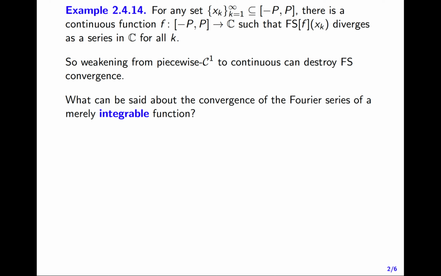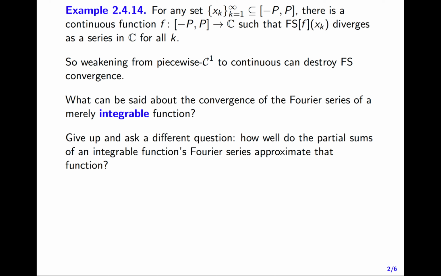And so we're led to ask, what can be said about the convergence of the Fourier series of a function that's just integrable? After all, if you're integrable, you have a Fourier series, but who knows if it converges? So let us do the classical thing in math when a question is hard and confusing. Let's give up and ask a different question. Another good question to ask, rather than does the Fourier series converge at a particular point, does it converge back to f, is rather, how do the partial sums of an integrable function's Fourier series approximate that function? Do they give a good approximation to that function?